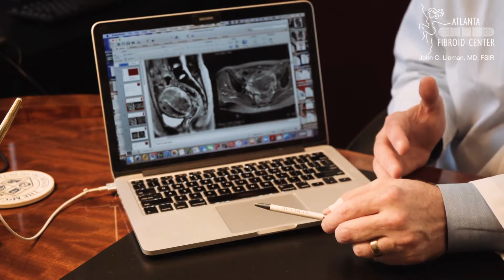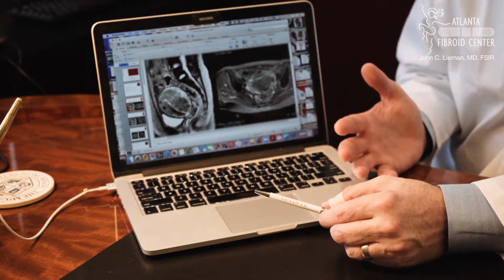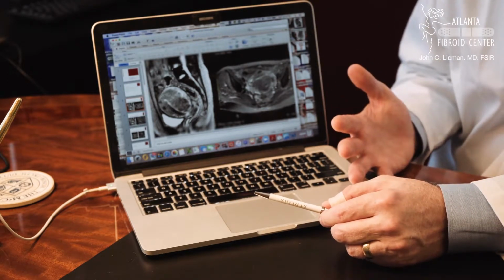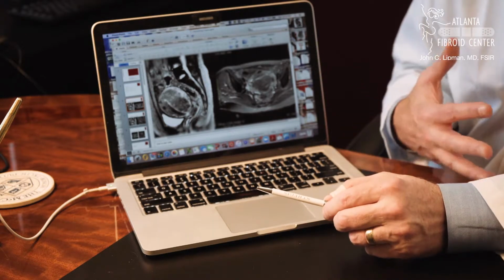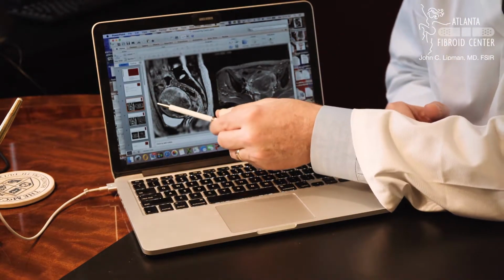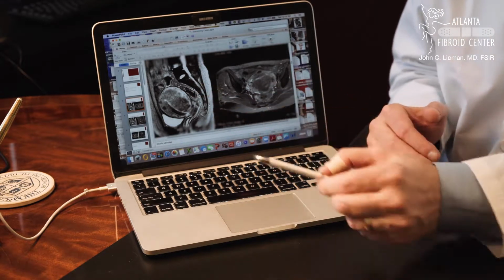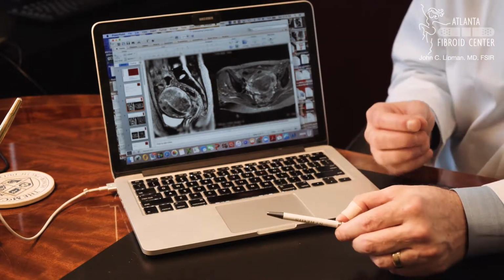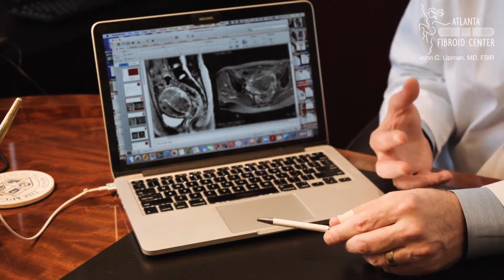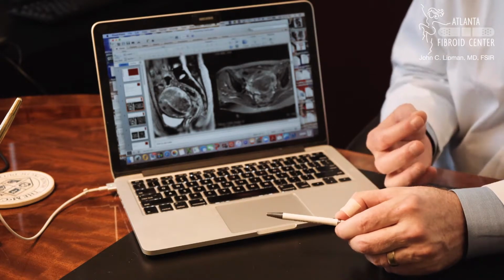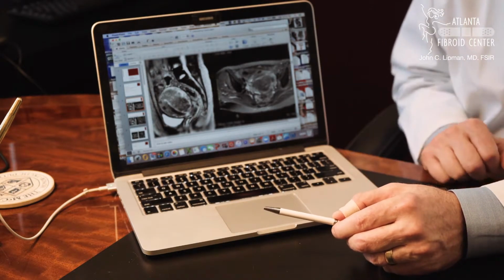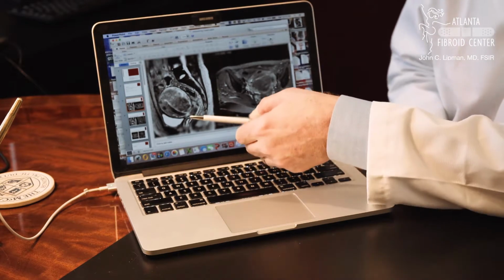And so we see this commonly with ultrasound. Patients have had an ultrasound with their physician. Their uterus is enlarged, and that is mistaken for fibroids. Her uterus is enlarged, but it's not due to fibroids. It's due to adenomyosis. And we can see that very clearly.